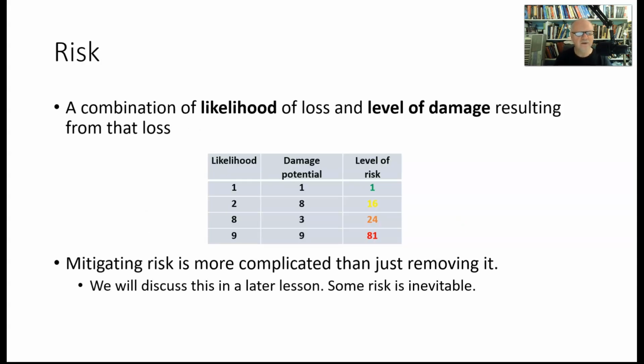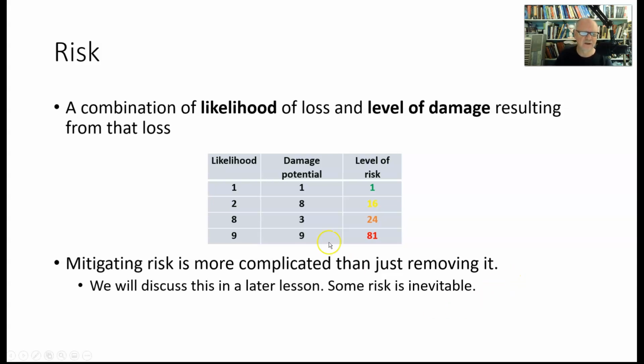Finally, we have the risk. A risk is really a combination of things. In normal everyday speech, we think of risk as the likelihood. What is the risk that something bad is going to happen? Well, how likely is it that it's going to happen? But we also have to combine that with the level of damage that it could cause if it does happen. And I've put together this little table here. This is not exactly how it's done necessarily when we do risk analysis, but it's one way that it could be done.